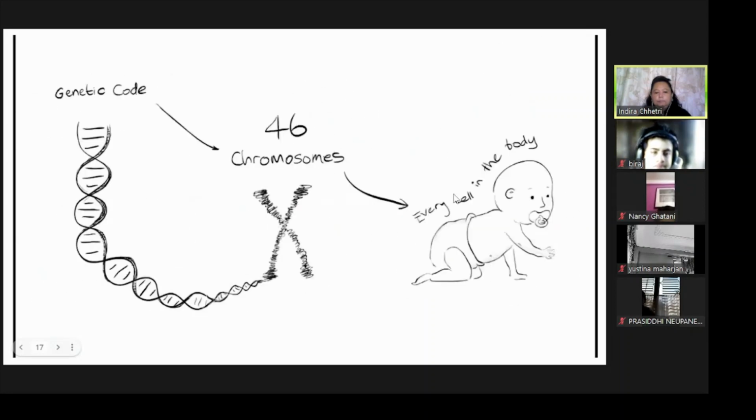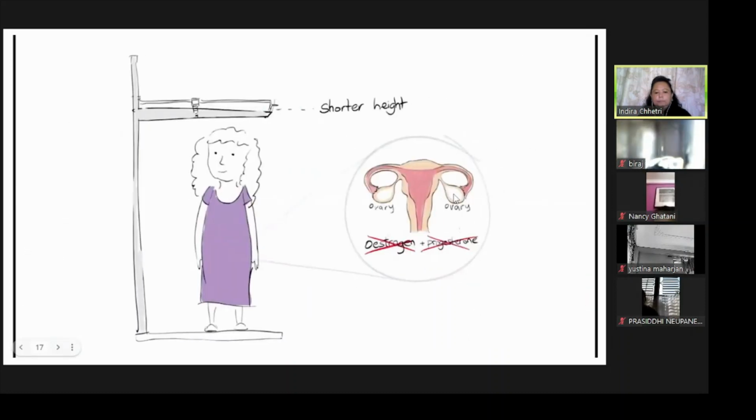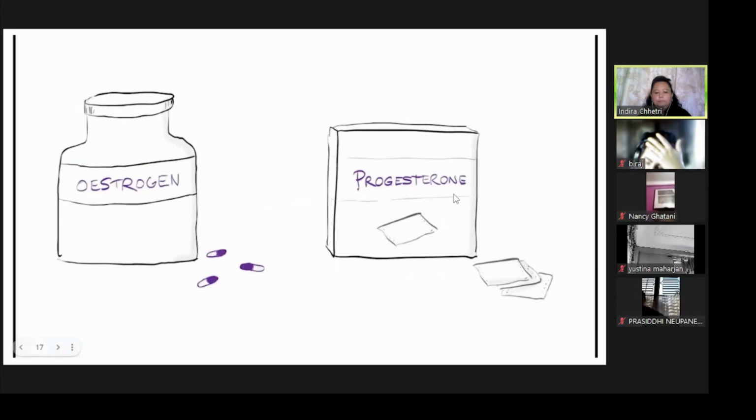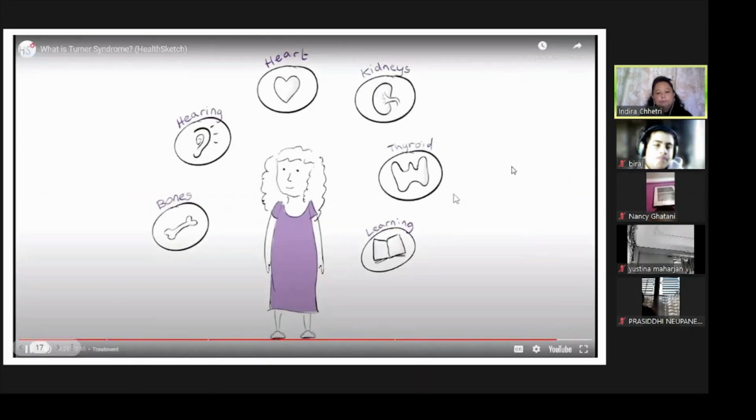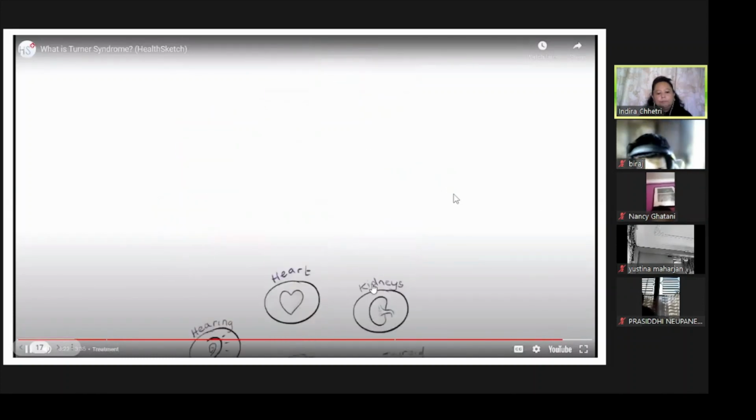In this health sketch, we've talked about the genetic cause of Turner syndrome, the main features of short height and ovary problems, how this can be treated with hormone therapy, and the wider symptoms that can occur. We hope this health sketch has been helpful for you and those around you.